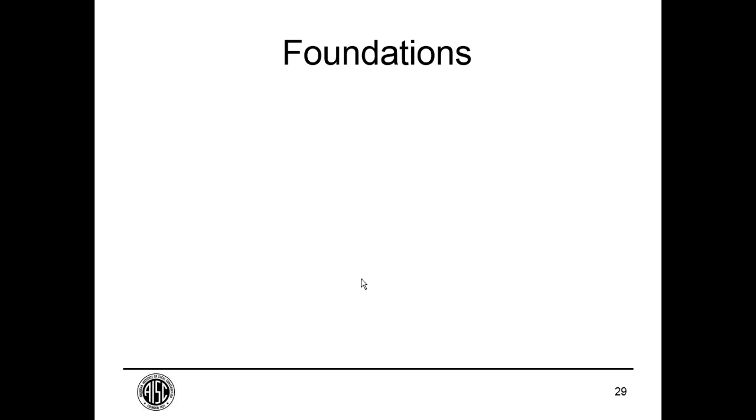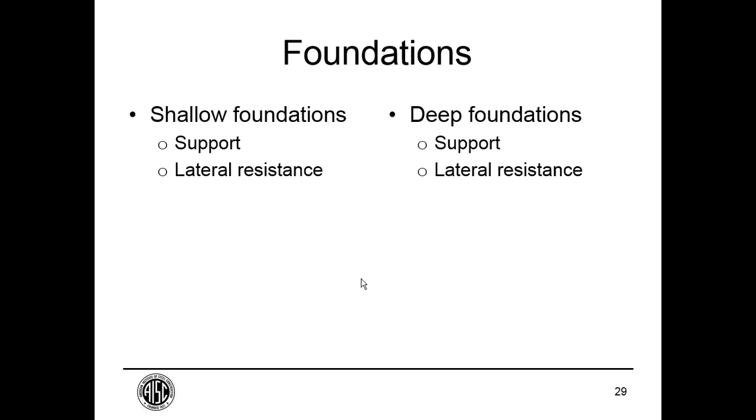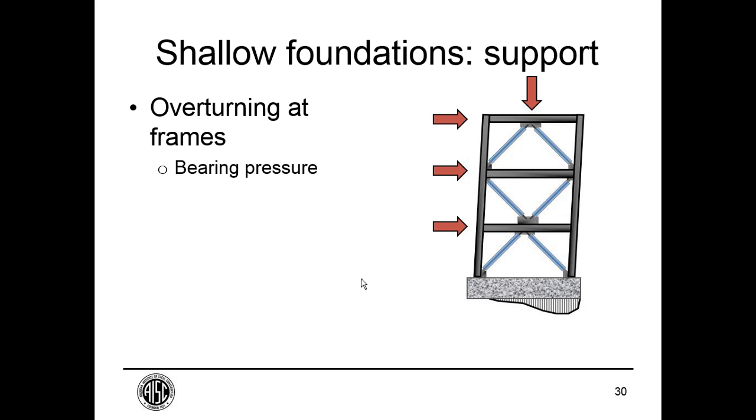So we arrive now at foundations. We can have shallow foundations or deep foundations, and they have a lot of the same issues. They need to provide support, that's vertical support, lateral resistance, and stability against overturning. So starting with the shallow foundations, we get overturning moments at the frames, and that causes uneven bearing pressure.